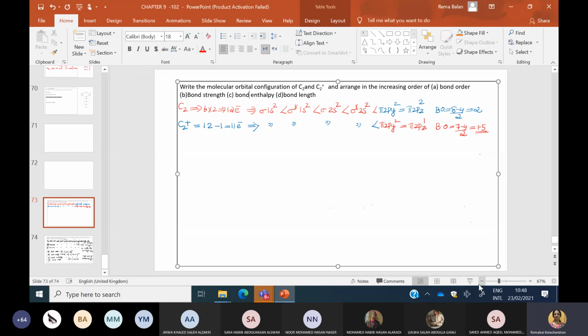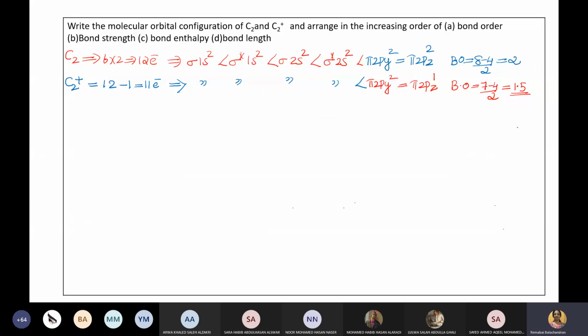Now, come on, tell me. You have to write in the increasing order. What do you mean by increasing order? Small to big, okay? Less to more value. So now A, bond order. Okay, what is the order? Which one has less bond order? C2 plus, then C2.